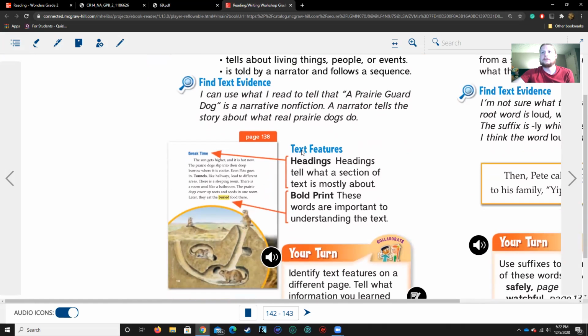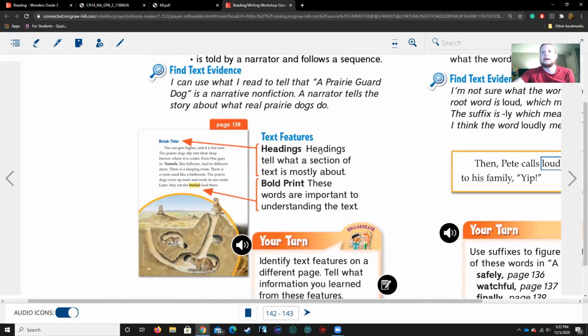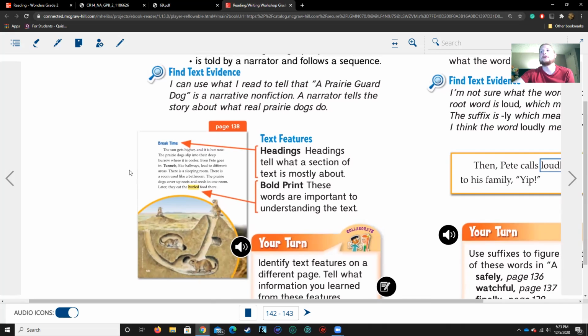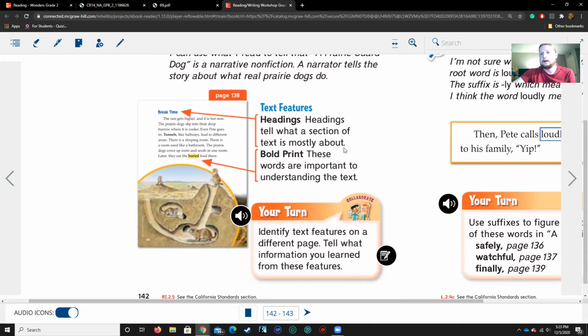Now, we can see some text features in nonfiction texts. For example, we have headings. Headings tell us what a section of text is mostly about. You see how here it says break time? For break time, this whole paragraph is going to be about what they do during their break. And the bold print are important words to understand the text. For example, buried and tunnels are very important to the text, so that's why they're bold. We'll do this in class where we identify text features on a different page, and I'm going to write that down.